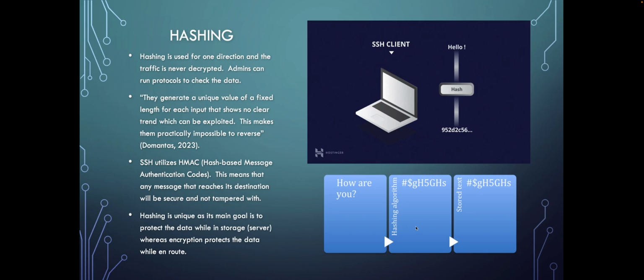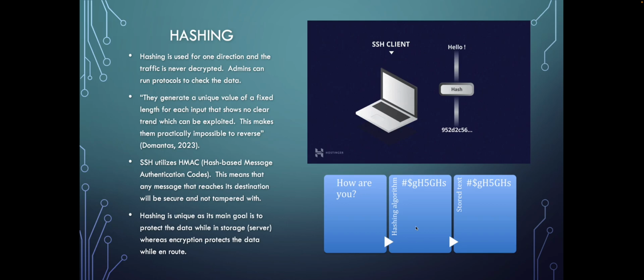It is still encrypted. Another quote that articulates this really well is that hashes generate a unique value of a fixed length for each input that shows no clear trend which can be exploited. So in short, it's very secure during the en route process, and this makes them practically impossible to reverse. During hashing, SSH utilizes something called HMAC, which is hash-based message authentication codes. This simply means that any message that reaches its destination will be secured and not tampered with. So a very good protocol and secure process that it uses.